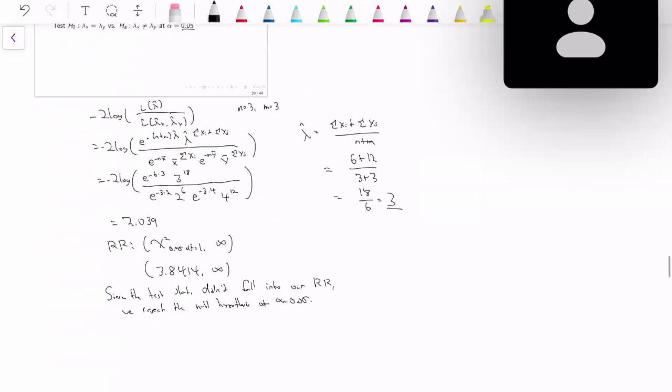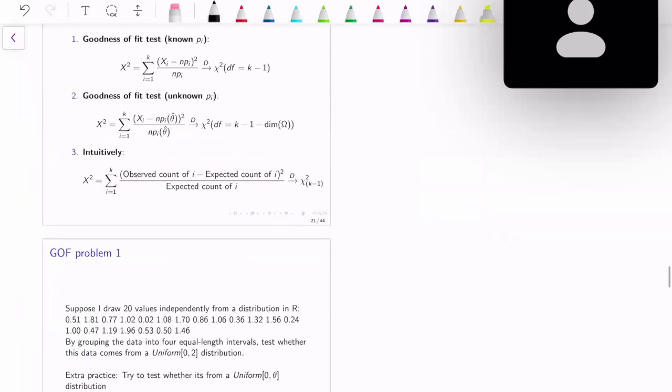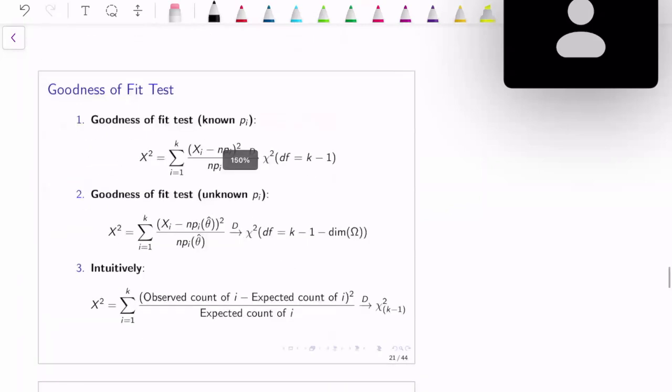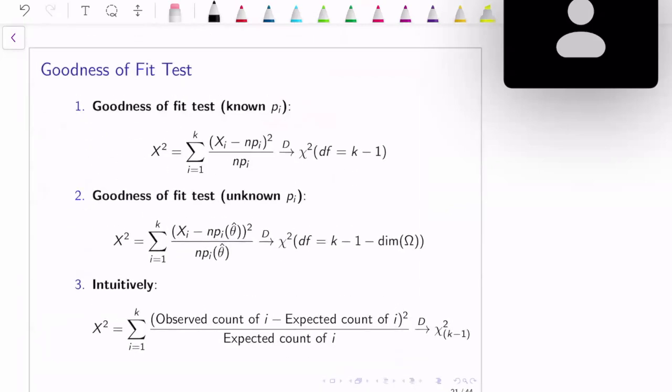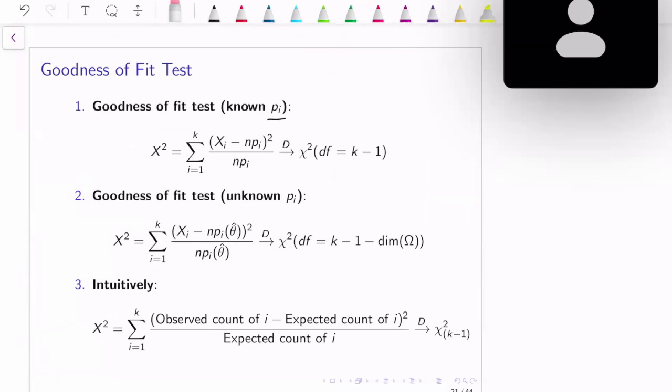Okay, almost there. I've been talking nonstop. So last test is goodness of fit test. So this is the formula. If you have a known pi, you'll use this formula. If you have an unknown pi, I think you'll use this formula. I'm not sure if it'll give you this here or not. I feel like it wouldn't, but I could be wrong. Again, double check the formula sheet just to make sure.